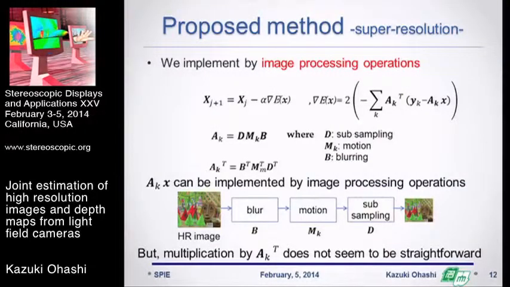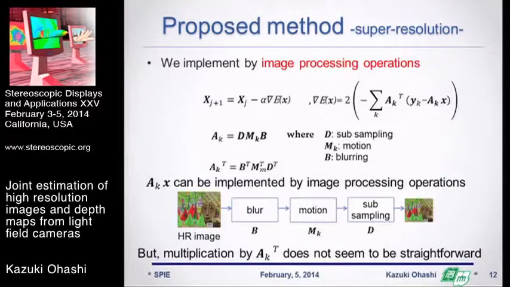In our method, the super resolution reconstruction is implemented by image processing operations. We use the gradient descent method as described in the first and second equations. The matrix is decomposed as described in the third equation. Each matrix represents subsampling, motion, and blurring. Likewise, the transpose of AK is decomposed as described in the fourth equation.